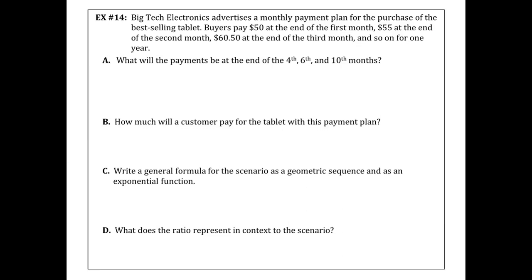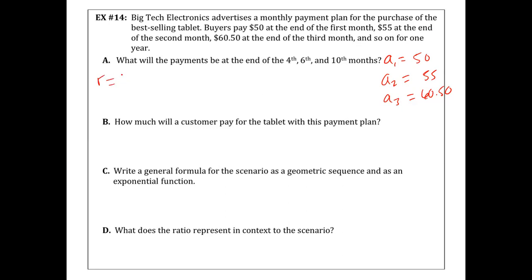Let's try to write this out. So we agree that it's A1, A2, A3. We're all there. All right. So we know that A1 equals 50, A2 equals 55, and A3 equals 60.50. Yes? Okay, we're going to find our R. In order to find our R, if we're looking for what we multiply, we're going to have to do what? We divide. Exactly.